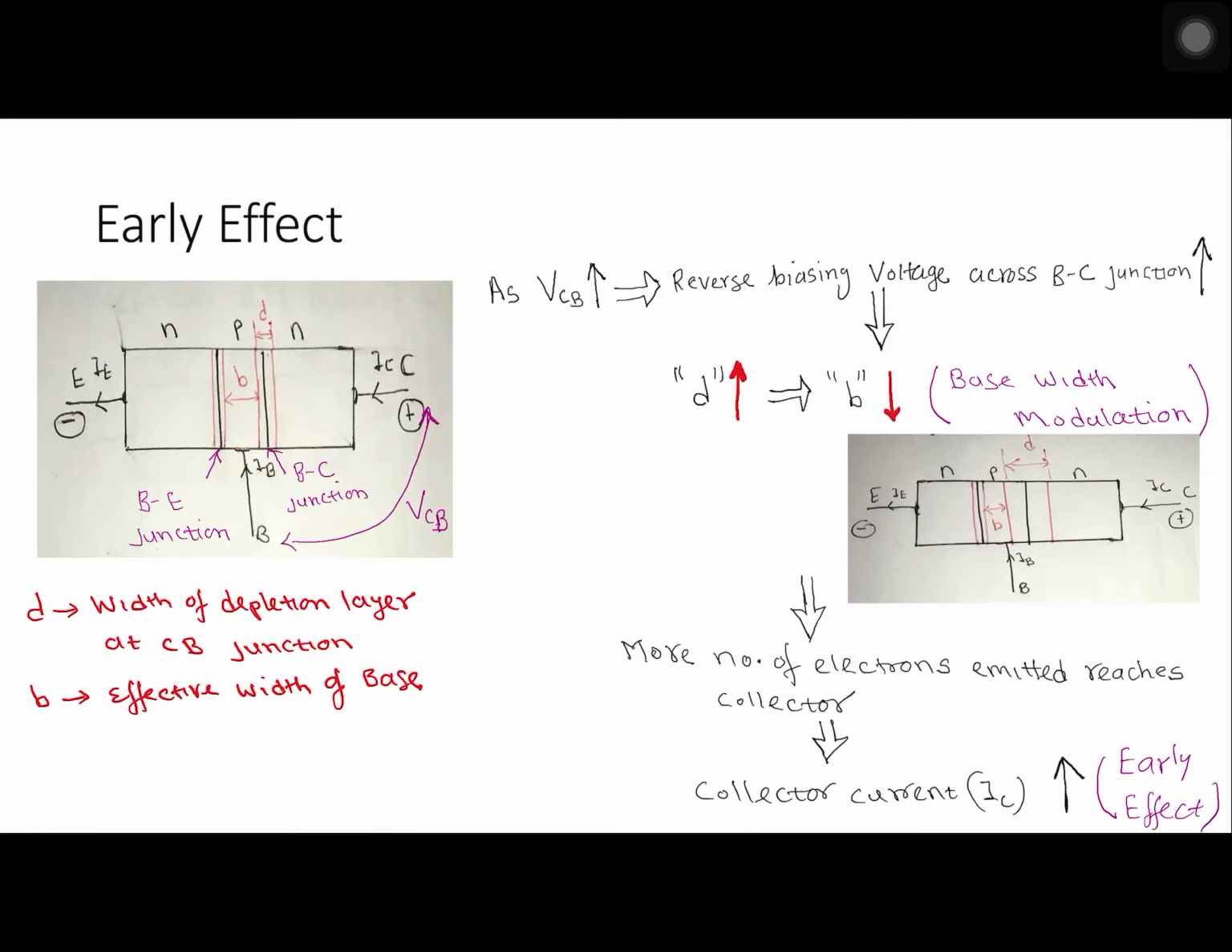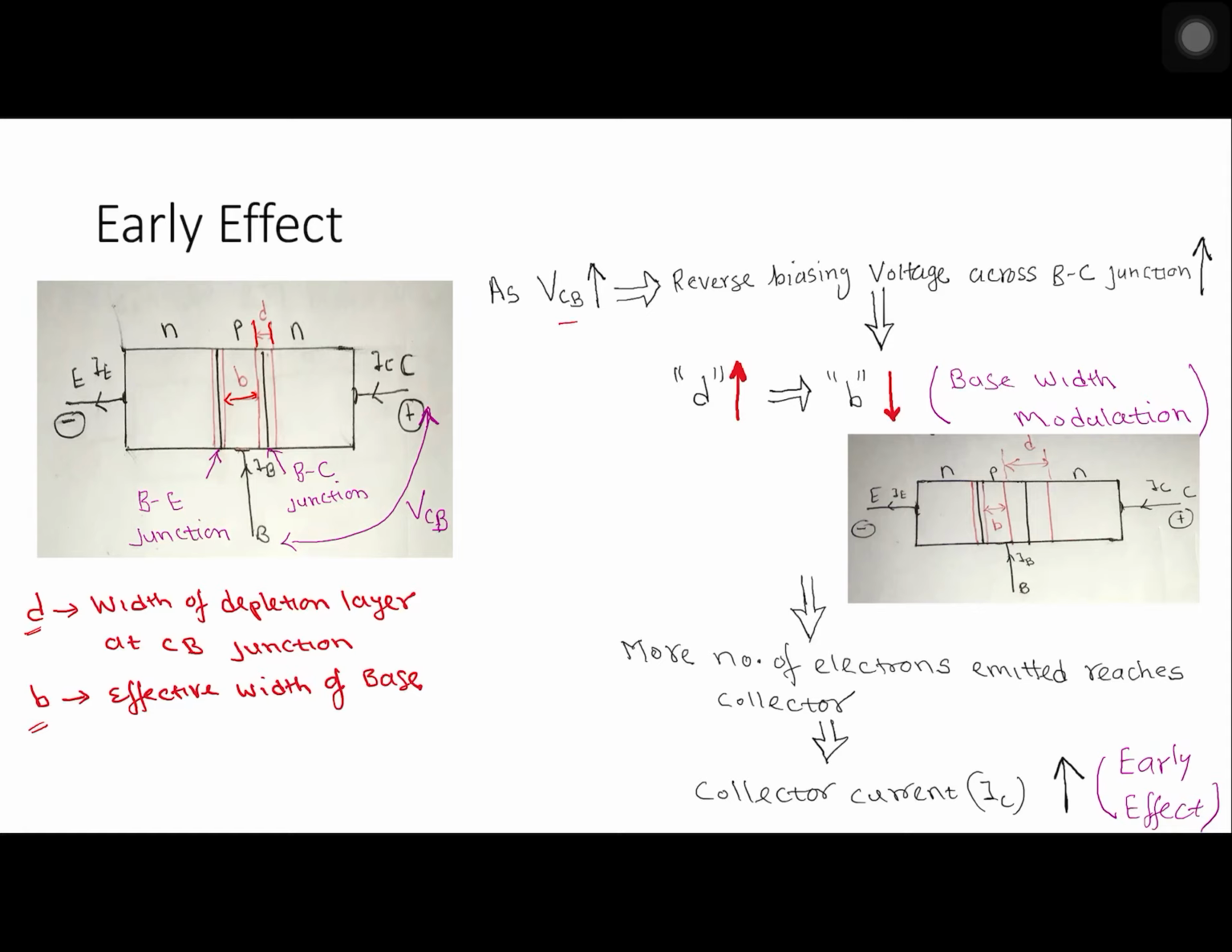Now here two parameters or two variables are used. D, which represents width of the depletion layer at collector base junction or base collector junction, and B is the effective width of the base. Effective width means electrical width, not physical one. That is width remaining after subtracting both the depletion layers.